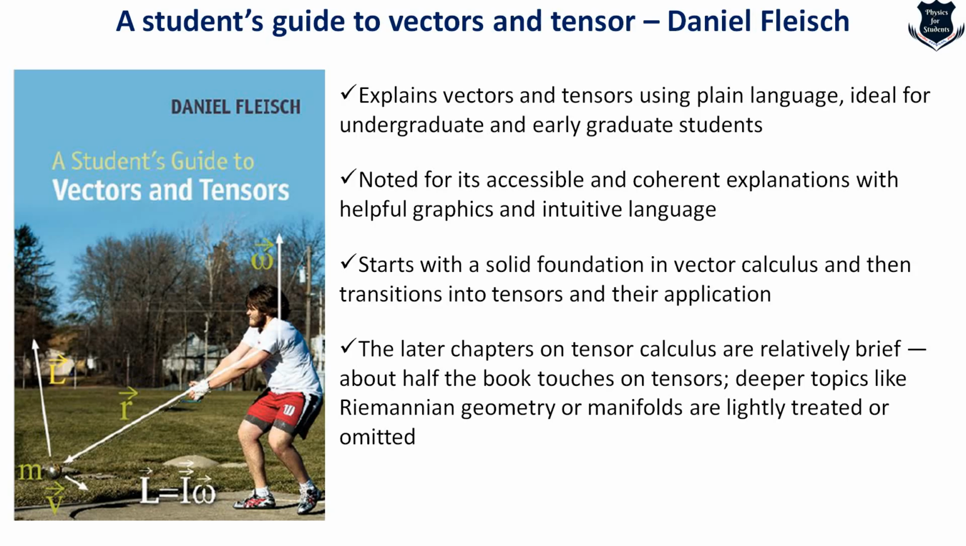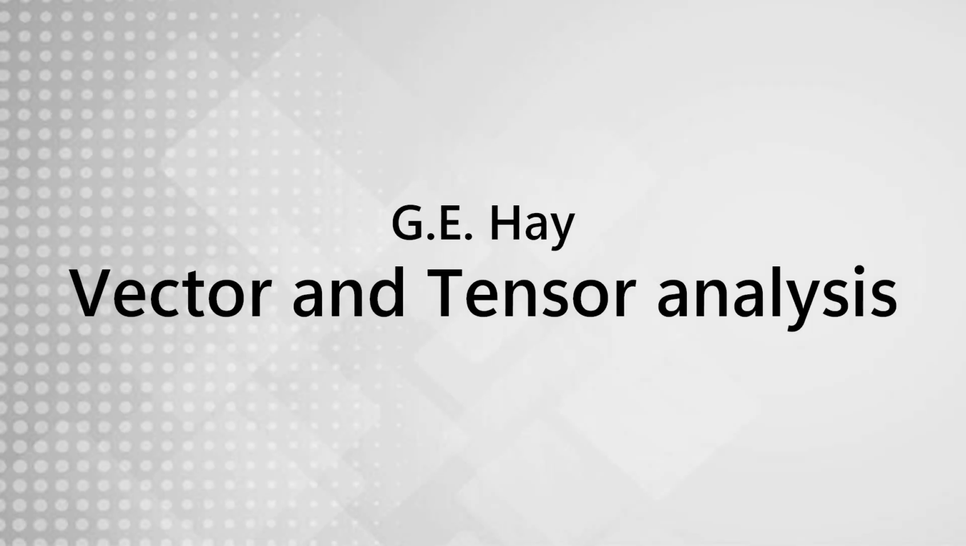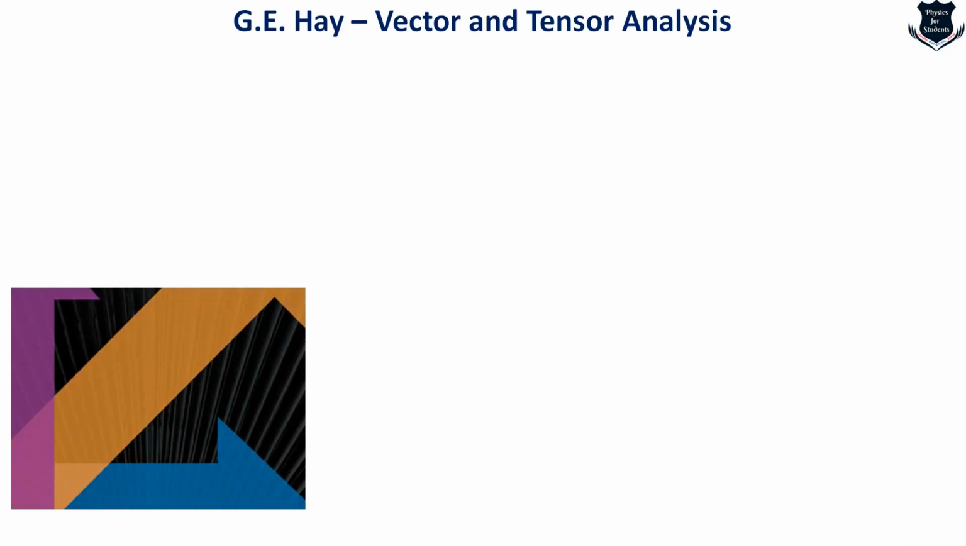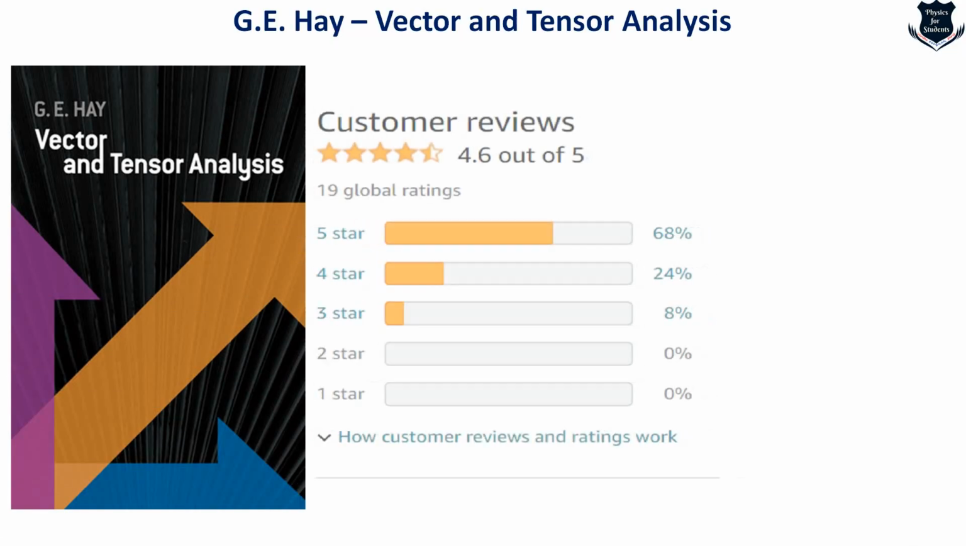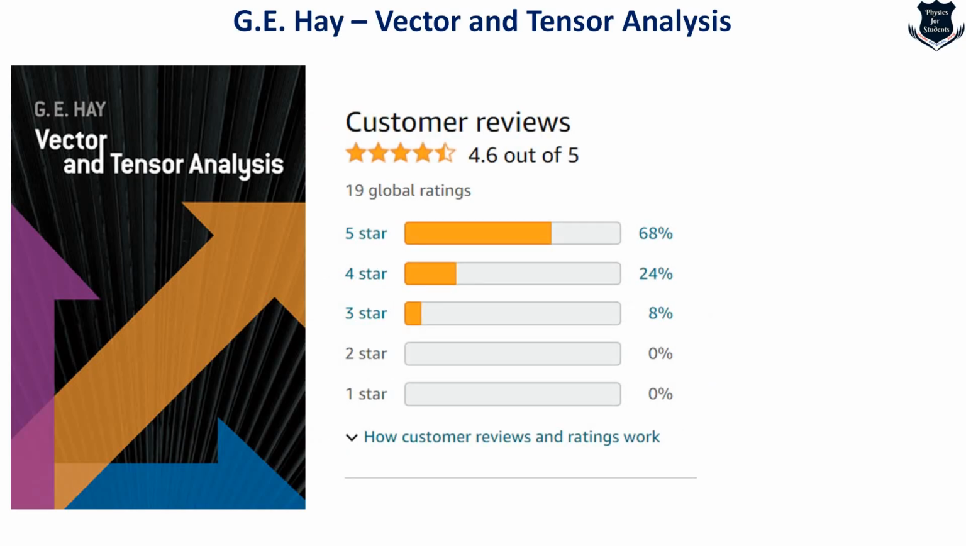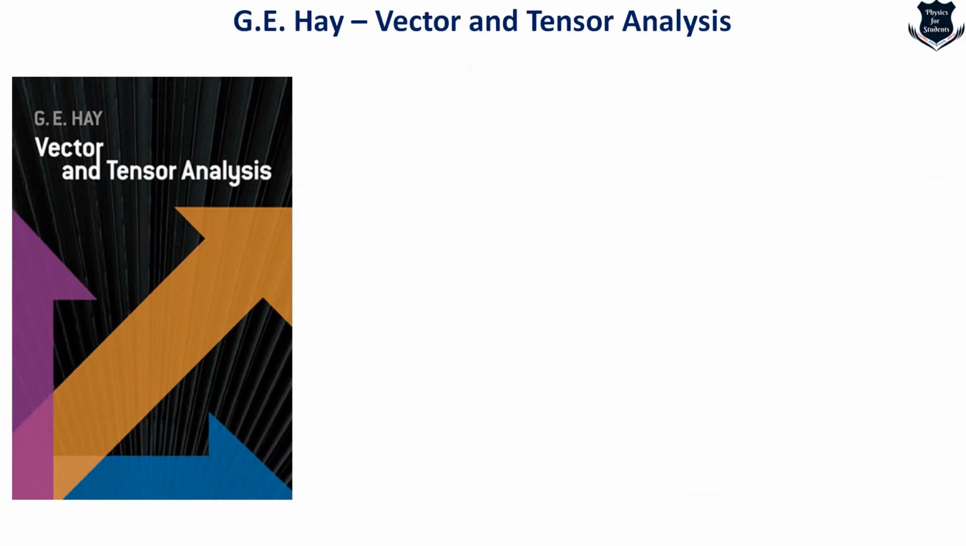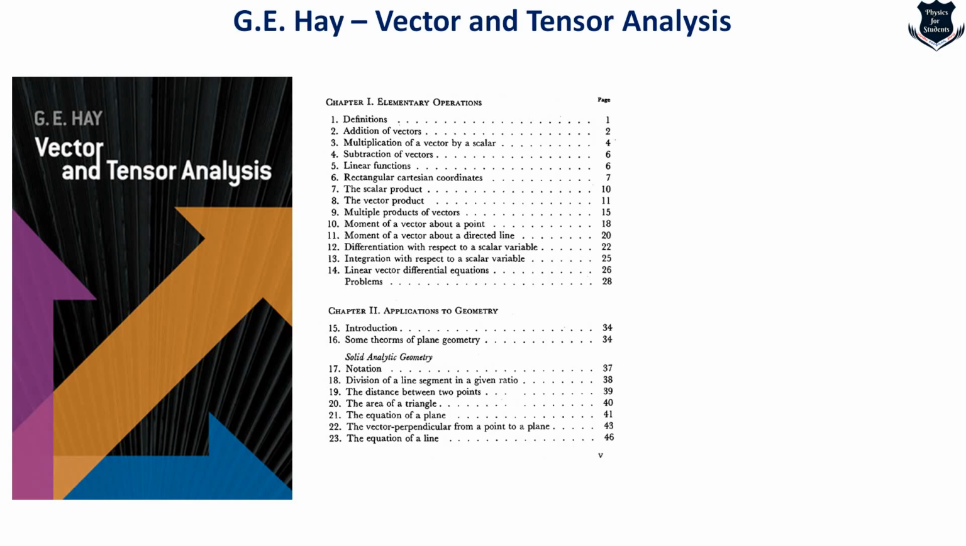We move to the next part of our video where we are going to look at another very famous book, which is called Vector and Tensor Analysis by G.E. Hay. This is again the cover of the book, and the Amazon rating is a little bit low, 68%. If you look at the content of the book, it starts again by building the basics, which is really wonderful. It starts with the operations, integration with respect to scalar variables. Then it comes to applications of geometry, area of a triangle, and so on.